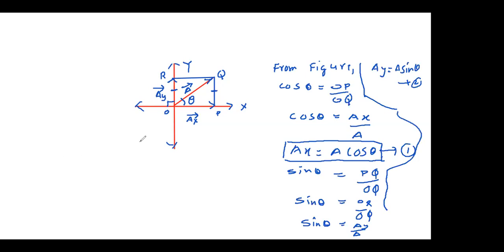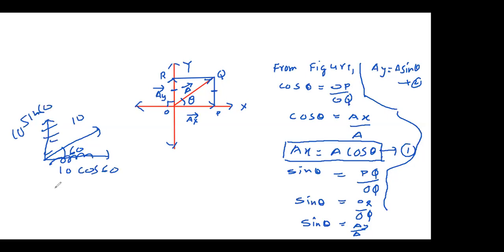See, this is one vector of magnitude 10 and I draw two components, one horizontal, one vertical. If this is angle 60, then this component will be 10 cos 60 and this component will be 10 sin 60. They are called rectangular components. So 10 into half, 5, and 10 into root 3 by 2, 5 root 3. They are two rectangular components. Clear?